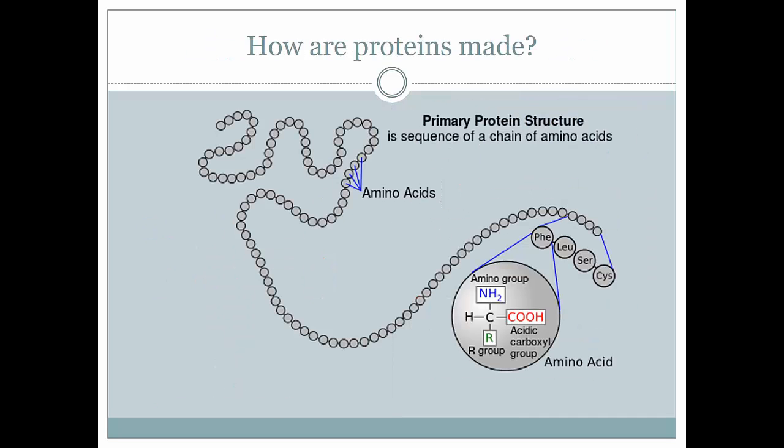Another way to visualize the primary protein structure, rather than a sequence of letters, is a sequence of these amino acids looking like a string of pearls. Each of these pearls represents a unique amino acid. So if we zoom in on the first 4, we see we have phenylalanine, leucine, serine, and cysteine. We could zoom in on each of those to see its chemical structure.